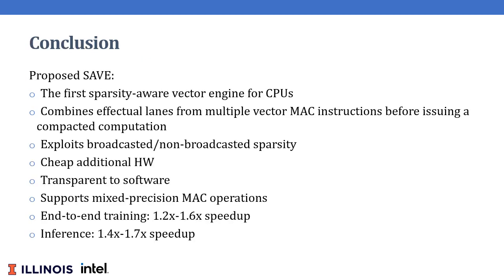In conclusion, we propose SAVE, the first sparsity-aware vector engine for CPUs. SAVE combines effectual lanes from multiple vector MAC instructions before issuing a compacted computation. It exploits both broadcasted and non-broadcasted sparsity. It is cheap in hardware and transparent to software. Finally, it supports mixed precision MAC operations. SAVE can accelerate both training and inference significantly.